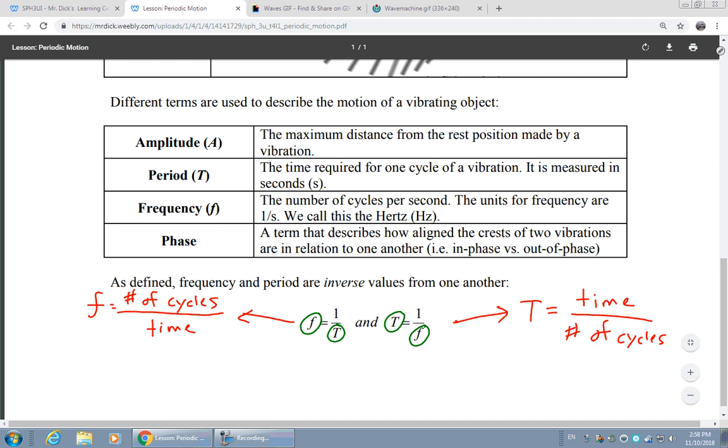So in general, they are mathematical inverses of one another, but if you're not given one, you can't find the other. So sometimes we need to use just how many cycles are completed and the total amount of time that it took to complete those cycles in order to solve. And in class, we'll do a couple quick examples to demonstrate how that goes.